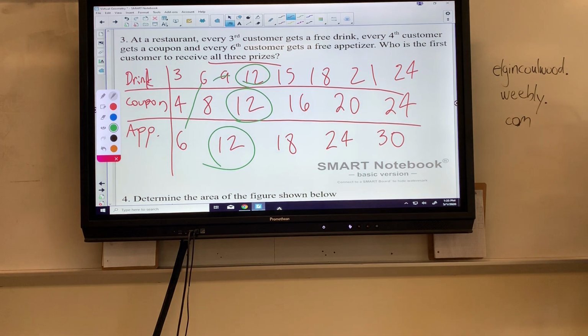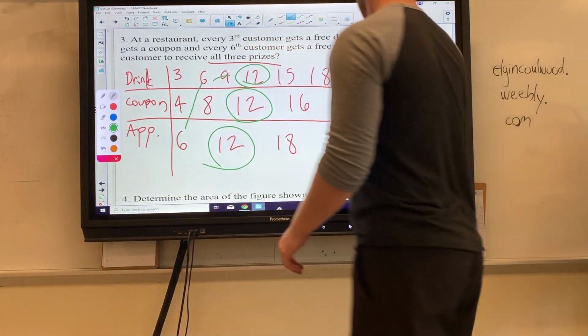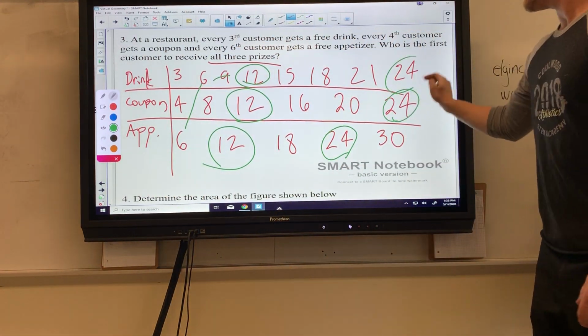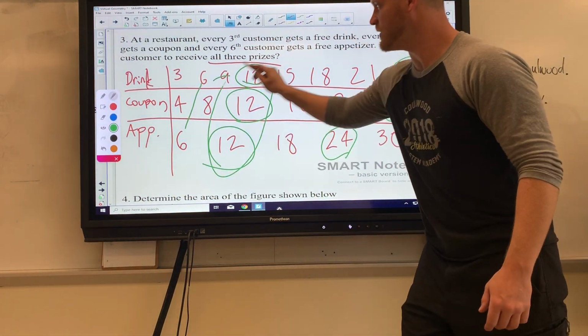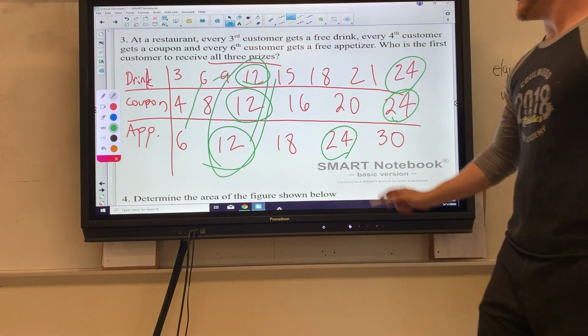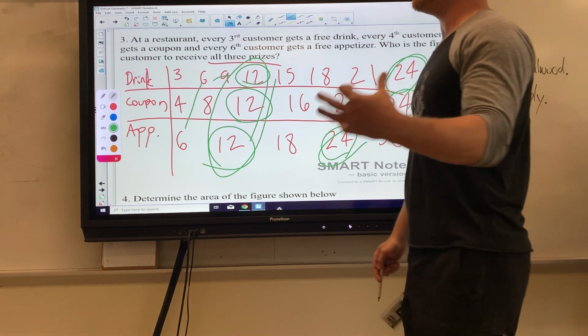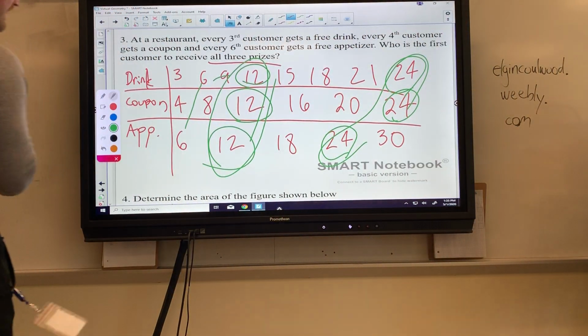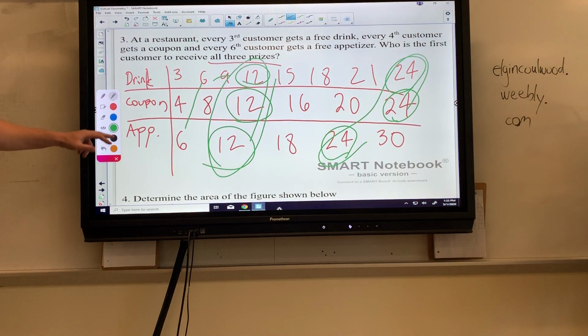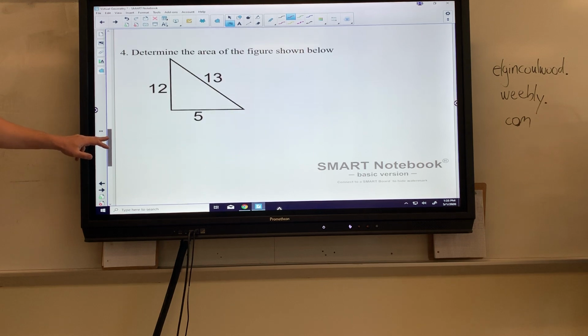So your answer should have been 12 there. The first customer to get all three is that 12th person to walk in. Now if you notice, the next number that they all share is 24. Because every 12 people are going to get all three. So then 24th, 36th, 48th, all of those people are going to be lucky enough to get all three free items. Last but not least, number 4.